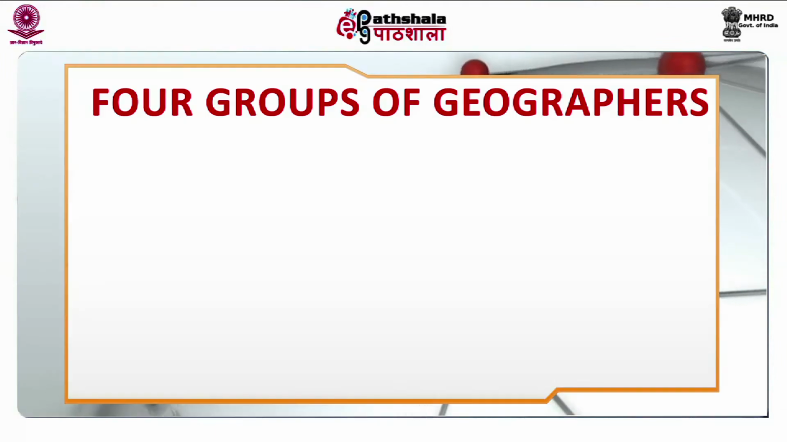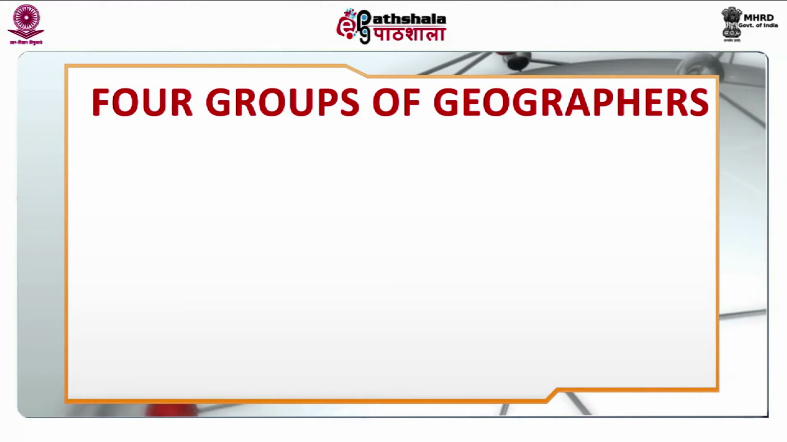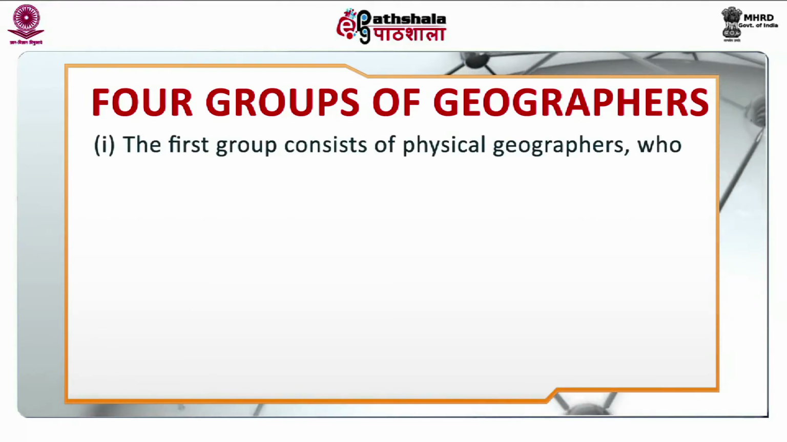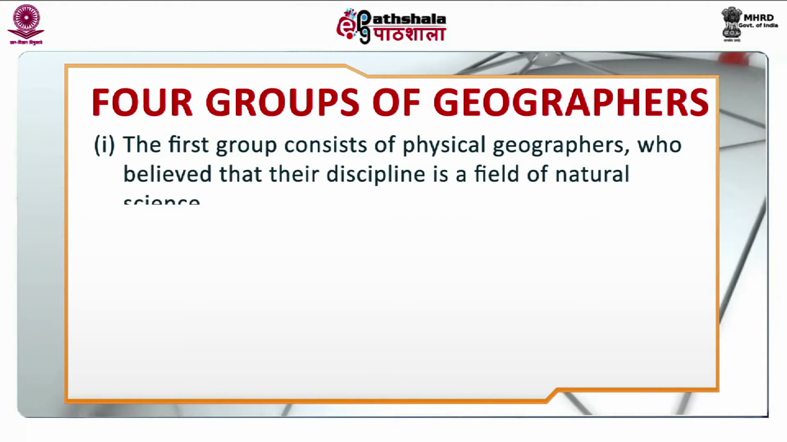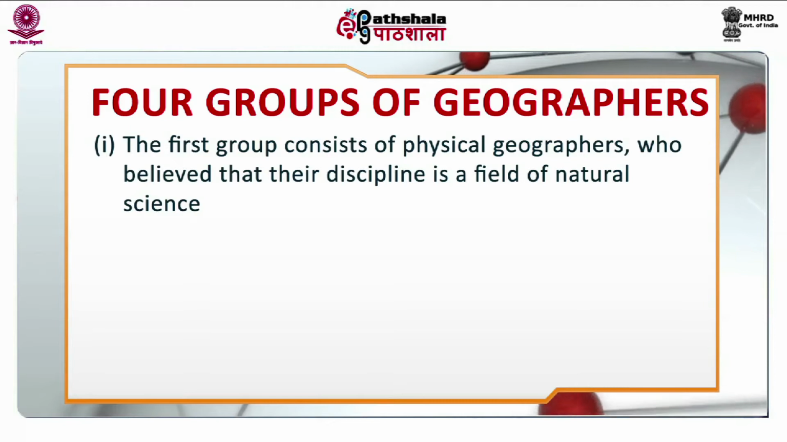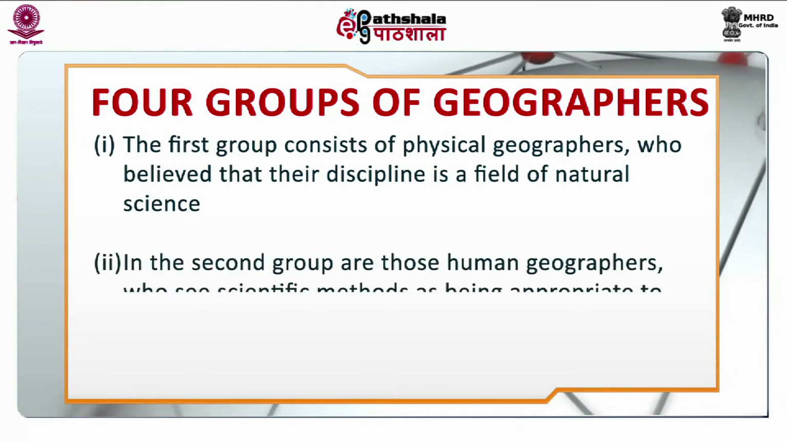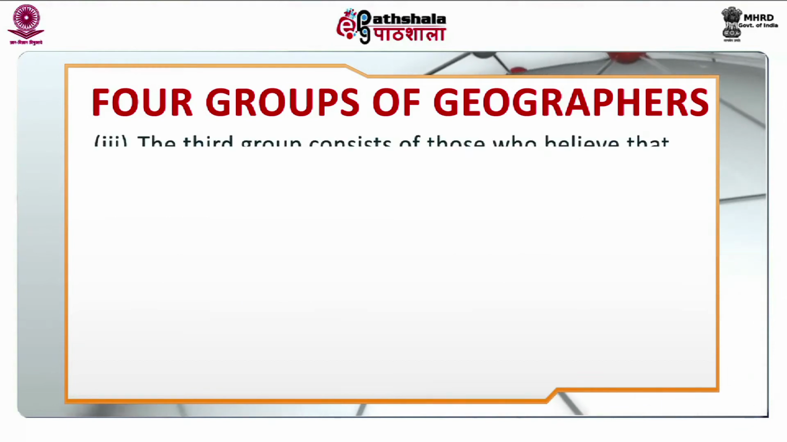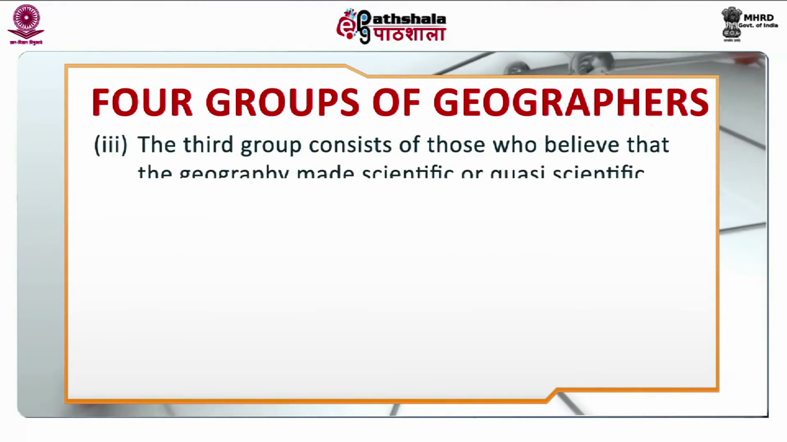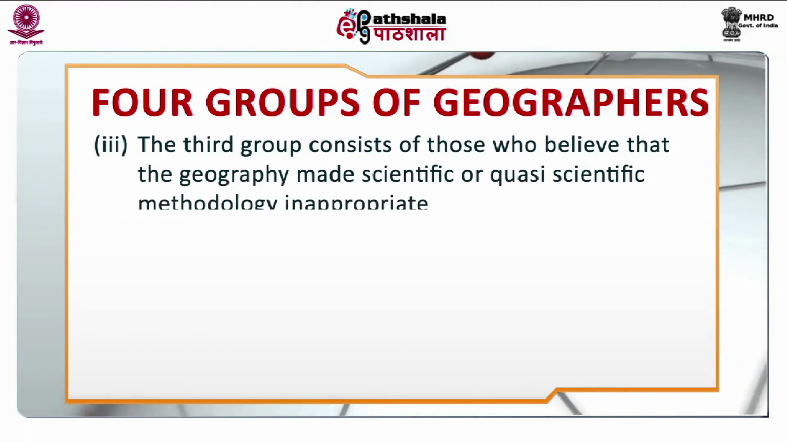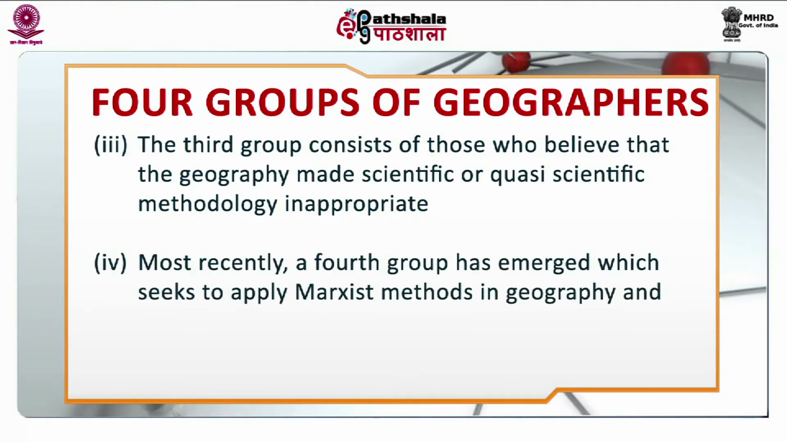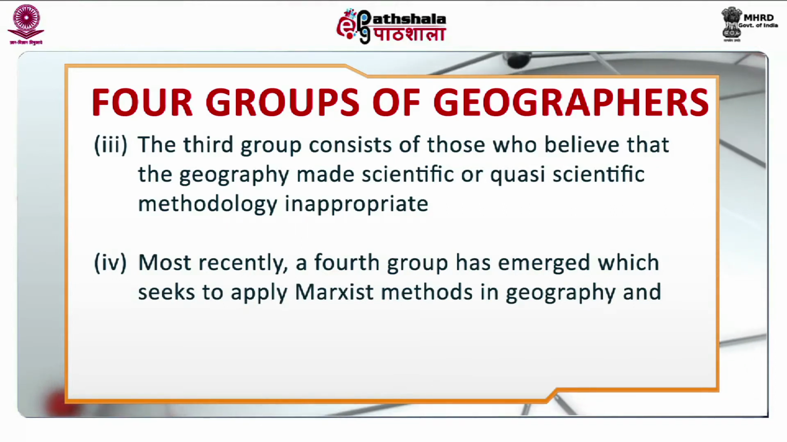Hay identifies four groups of geographers with regard to the appropriateness or inappropriateness of scientific method in geography. The first group consists of physical geographers who believe that their discipline is a field of natural science. In the second group are those human geographers who see scientific method as being appropriate to their discipline as a social science. The third group consists of those who believe that geography made scientific causes scientific methodology to be appropriate. Most recently, a fourth group has emerged which seeks to apply the Marxist method in geography and believes that methods are scientific in the mold of classical natural sciences.